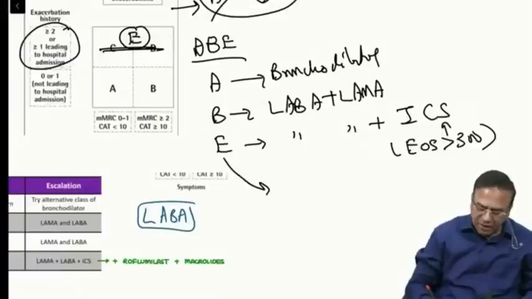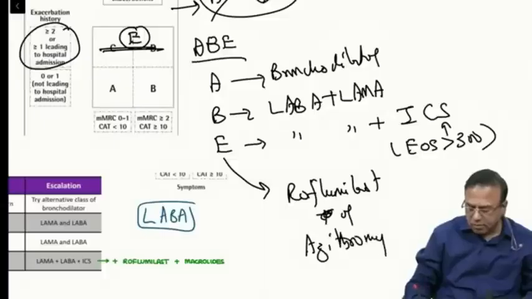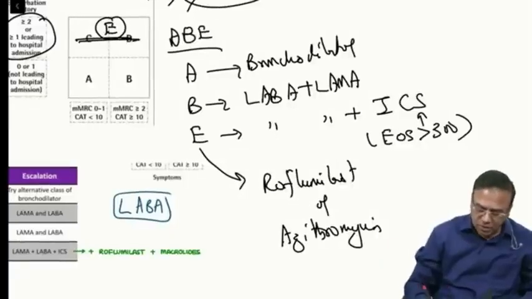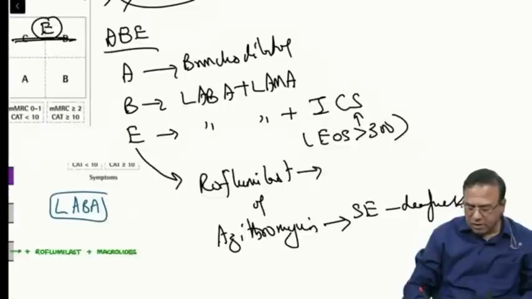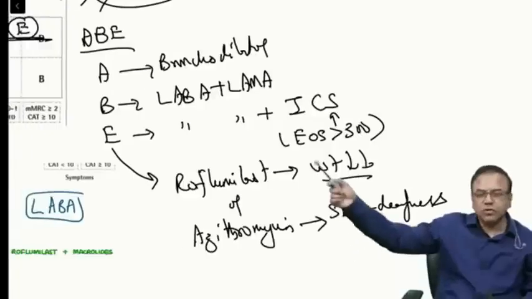For category E, in addition, you can add roflumilast or azithromycin in the treatment. This is a daily antibiotic or roflumilast. If you give daily azithromycin, the side effect you are worried about is deafness. If you're giving daily roflumilast, what you're worried about is significant weight loss. Okay, that's the side effect. So roflumilast or azithromycin is what is used in step E.